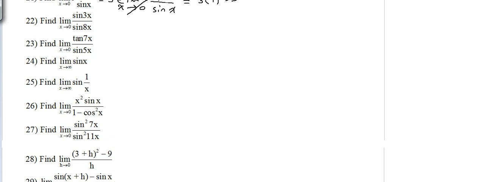We said that it's a formula. So directly, the formula says if the limit of sine ax over sine bx as x tends to 0, the answer is directly a over b. And we proved that formula, or we can prove it now if you want. So it's 3 over 8 is the answer. Let's see what we do here.